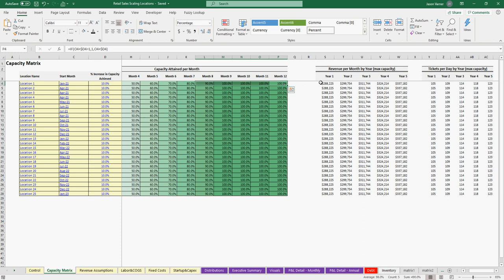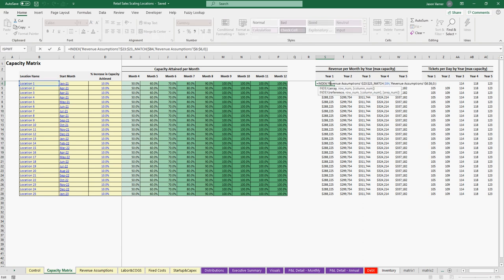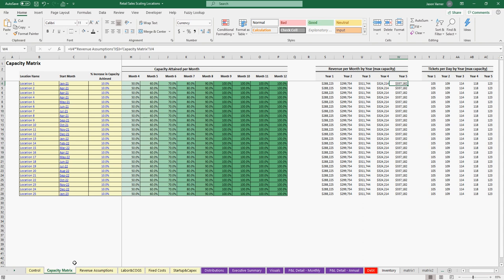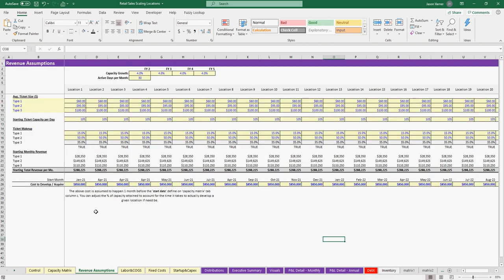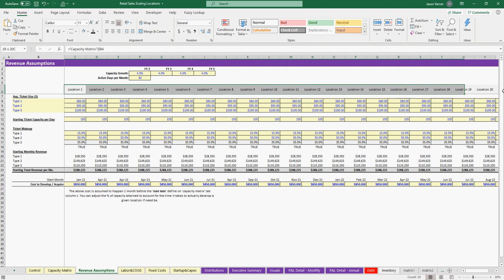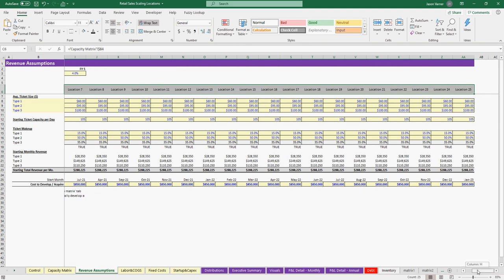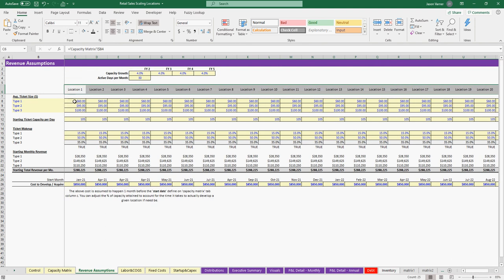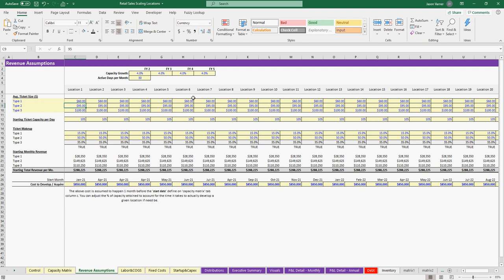And you can see how this revenue number is increasing each year. Let's now get into tickets per day, but this is all based on the matrix. We'll have to get into this in a second. But once you have this built, go to the revenue assumptions. We now have each of the 25 locations listed out here. And then you can define up to 3 different ticket values.